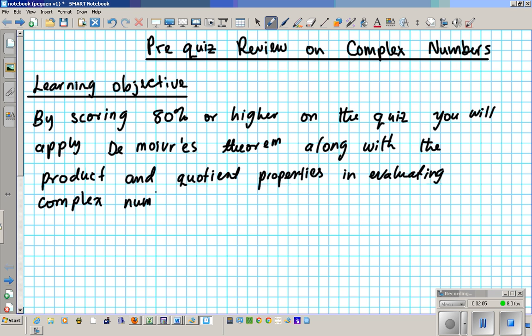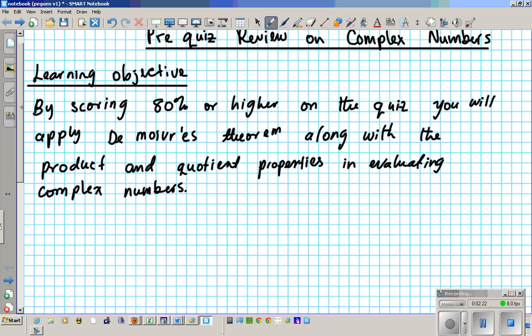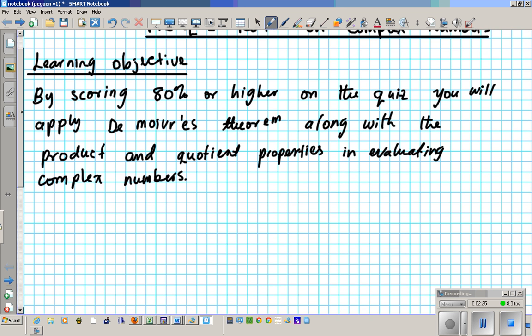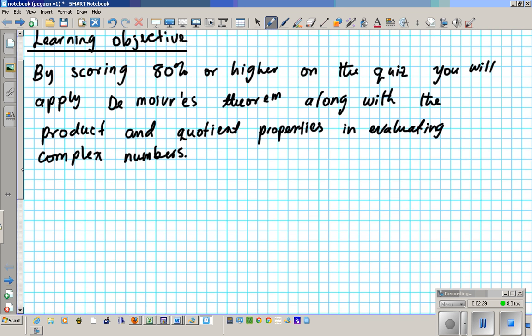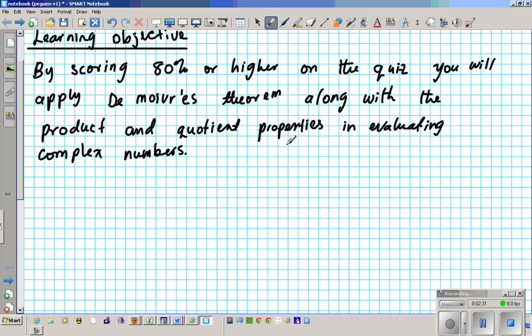Okay, so that's the learning objective today. The goal is you have to score at least 80% or higher on the quiz. If you can accomplish this, then you have met the learning objective for this pre-quiz review. Alright, so let's take a look at some examples. We're going to be doing a product, quotient, and power and principal roots of complex numbers. So example 1 is a two-part example.